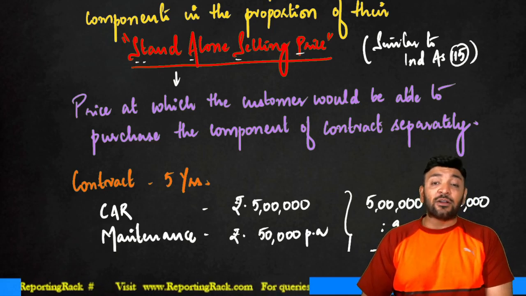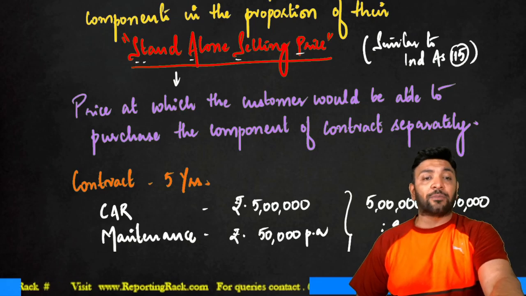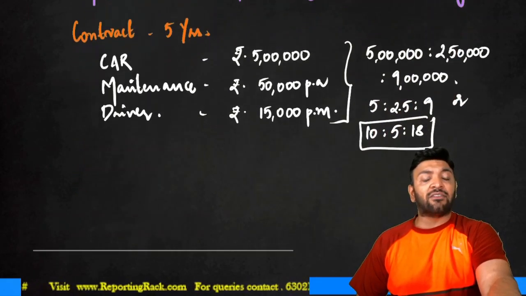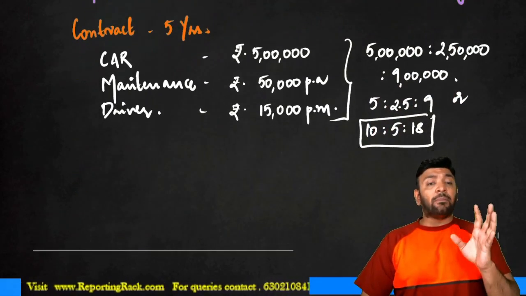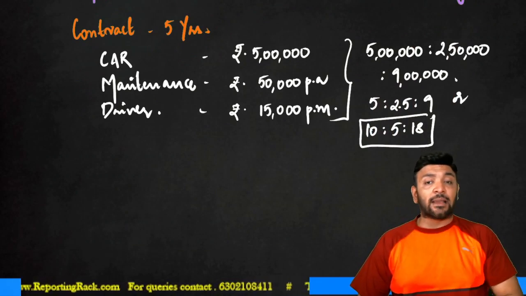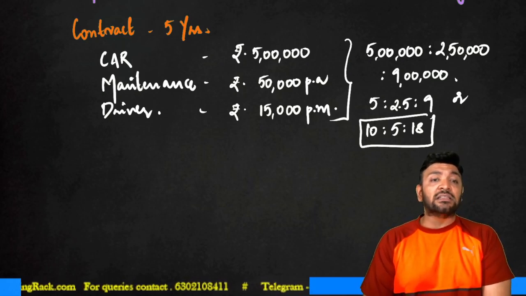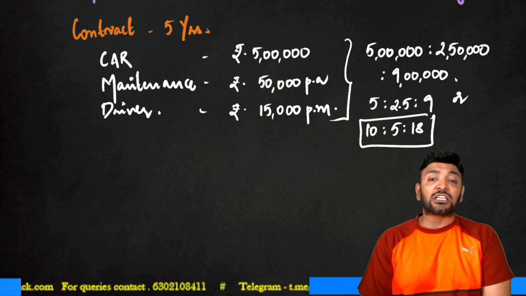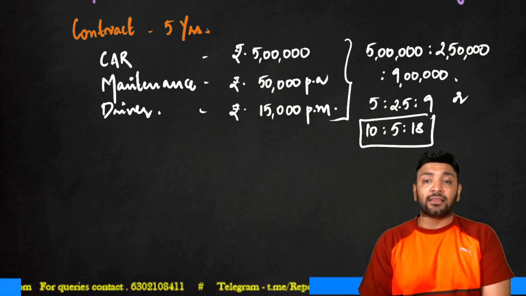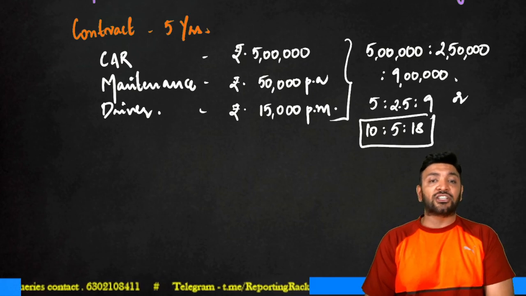The price at which the customer will be able to purchase each component of the contract separately. So this contract which I have given you for 5 years, car, maintenance and the driver, I will split in the ratio of their standalone selling prices, 10:5:18. So of the total contract consideration, the lease proportion is only 10/33. 10/33 is my lease consideration.